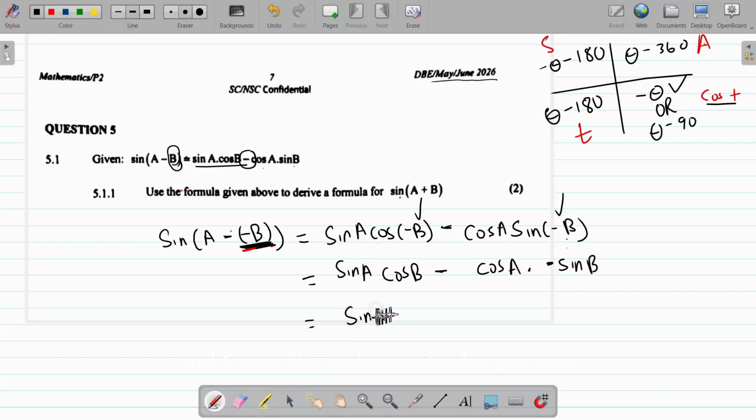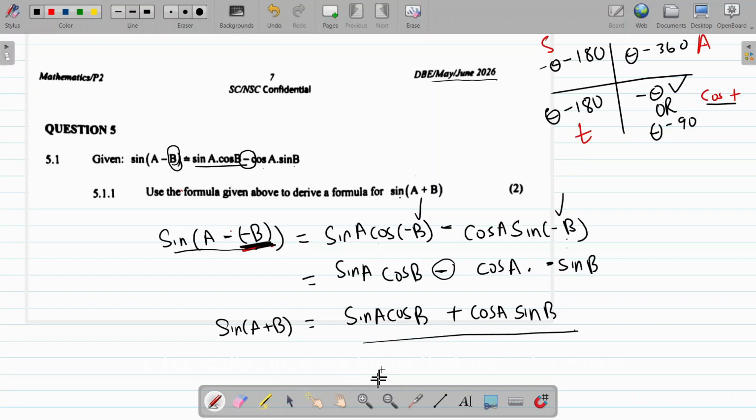Now, rewriting this in a simplified format, this negative cos a would multiply the minus sine b, which would eventually give a positive in the middle. So basically, we know that sine of a plus b is sine of a cos b plus cos a sine b, because the two negatives multiply each other. We have a formula for that, and we have answered the question that the examiner has asked us.